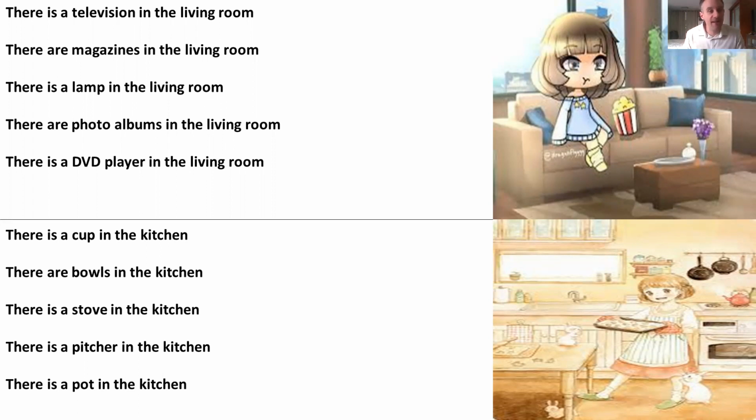There is a television in the living room. There are magazines in the living room. There is a lamp in the living room. There are photo albums in the living room. There is a DVD player in the living room. So there is when you have just one item, and there are when you have more than one.